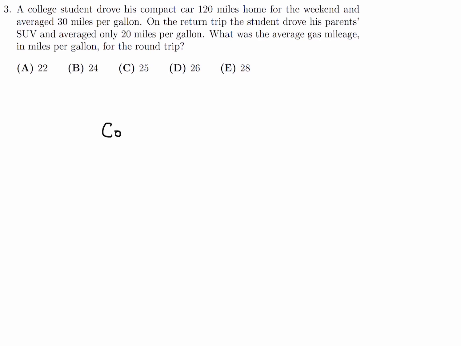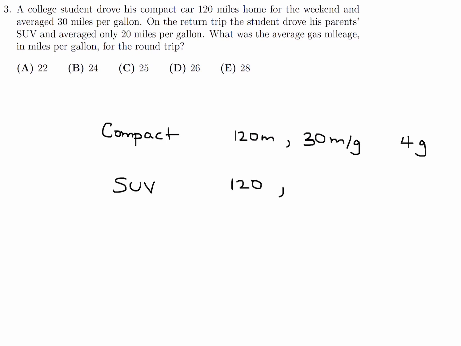So in his compact car, he is driving 120 miles, and it has a mileage of 30 miles per gallon. So how many gallons does he use? Well, 30 miles per gallon, 120 miles, so it's 4 gallons that he had to use. Correct? Every 30 miles he uses a gallon. And then in the SUV, he drives the same distance, right? And this time his miles per gallon is 20. So how many gallons does he use? 6 gallons this time.